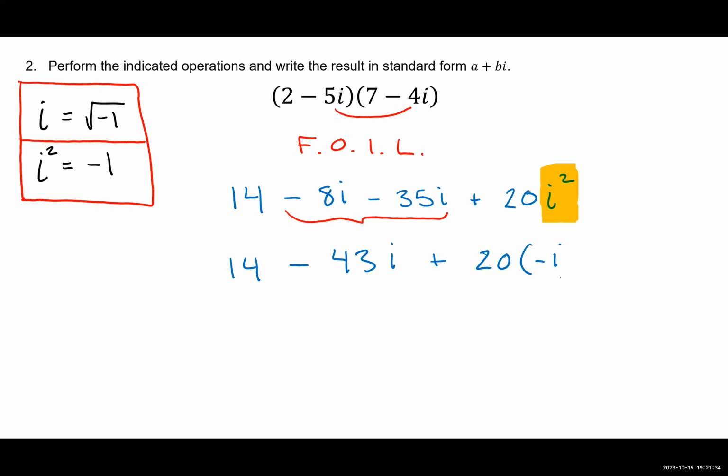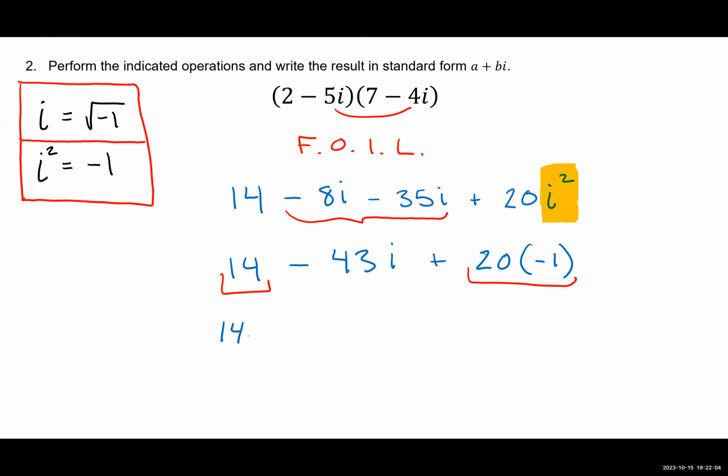times -1. Now, I'm taking a lot longer to do this problem than it really needs. This is a relatively short problem, but I'm explaining as I go, so it's going to take a little bit longer. So this is a real number, 14. This is also a real number. So we have two real numbers that we could combine.